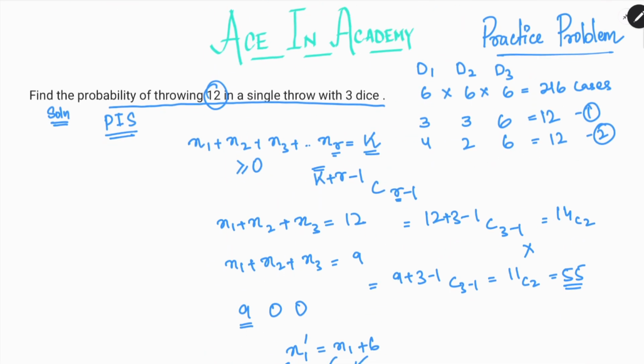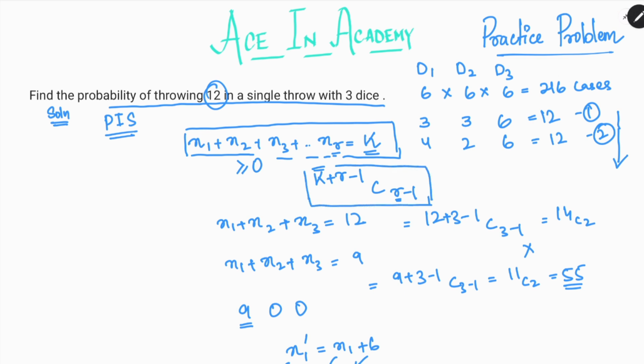So let us quickly see what we have done. We have learned that it is not possible to list down all the possible cases one by one. It will take a lot of time. So we use the formula of positive integral solutions, and it says that if we have an equation like x1 plus x2 plus x3 plus all the way xr is equal to k, and where each and every number is greater than or equal to 0, then the number of positive integral solutions is equal to k plus r minus 1 C r minus 1.